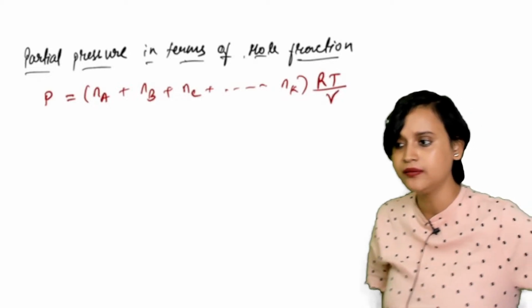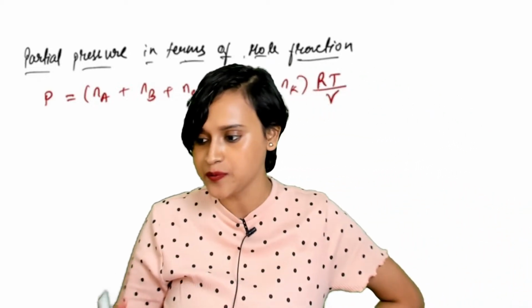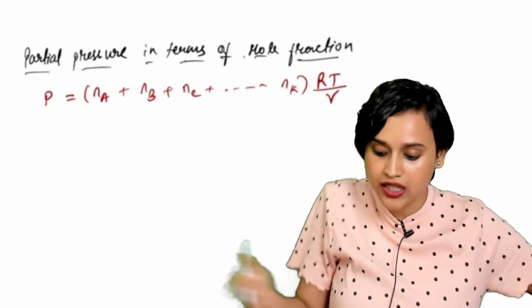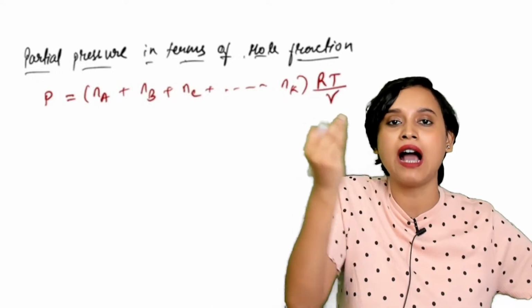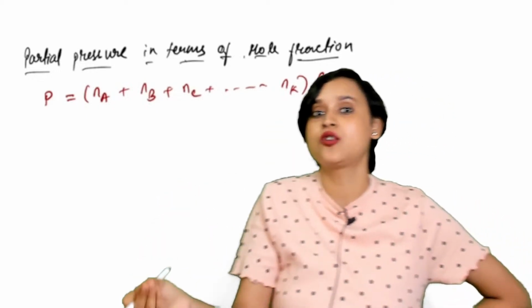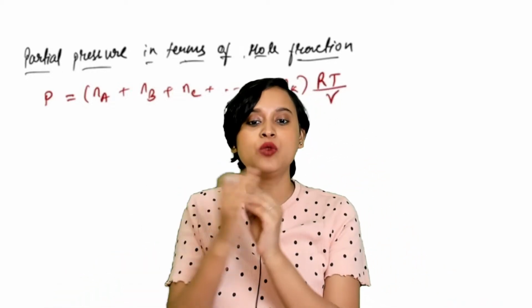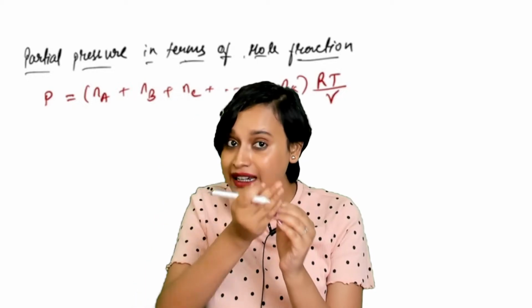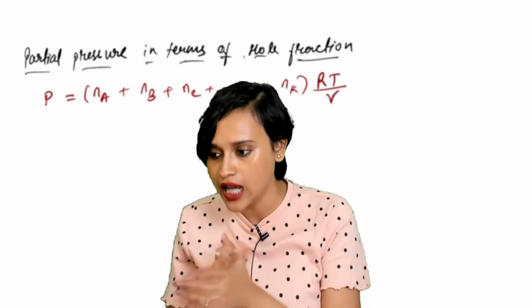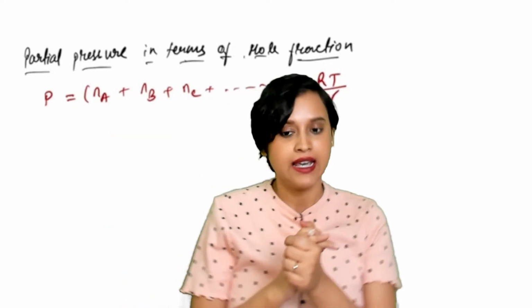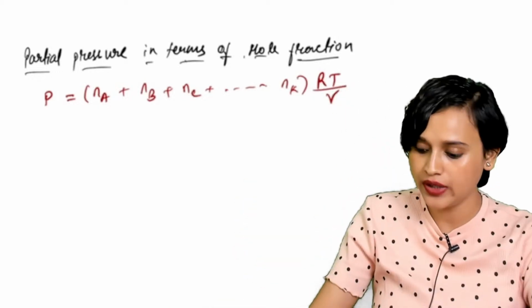Am I right, everybody? This is going to be the case because what did I say? PV is equal to nRT. So P is equal to what will happen? nRT divided by V. Am I right, everybody? Yes, exactly. All right. So we have written that.